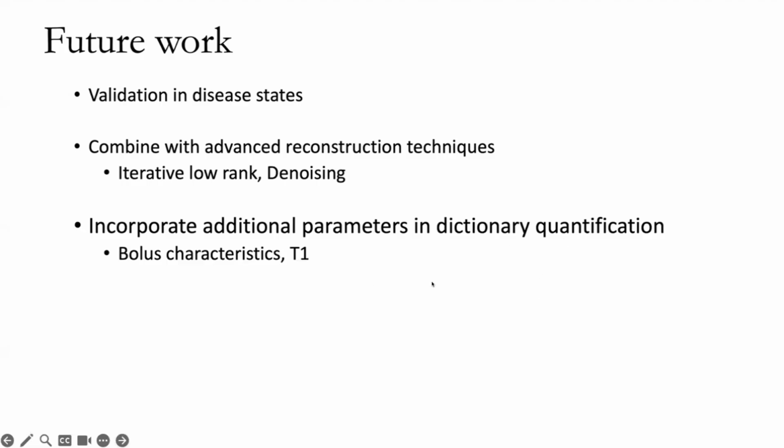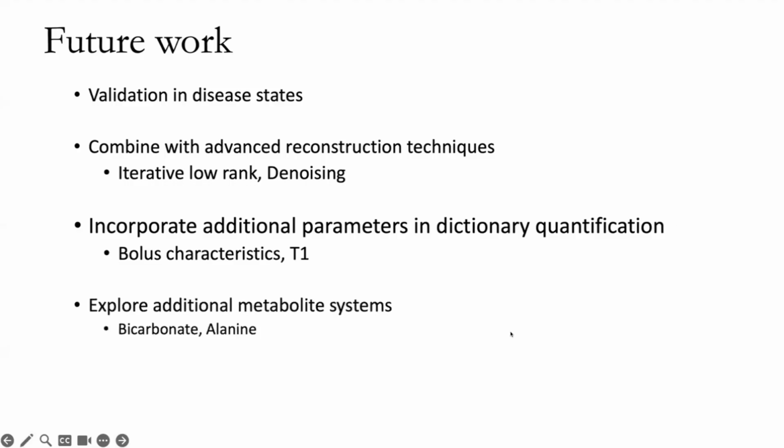And I mentioned before that T1 of pyruvate and lactate are variables that we are susceptible to. So there's always that question of, can we incorporate these in quantification and separate them out? And of course, I focused primarily on pyruvate to lactate, but the other metabolite systems, specifically bicarbonate and alanine, are definitely things on the agenda to look at, to see if we can generate some nice maps out of those as well.